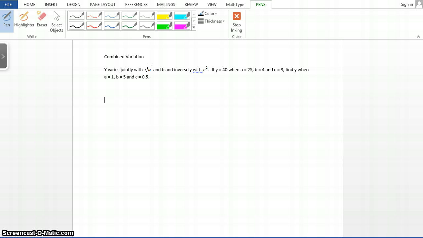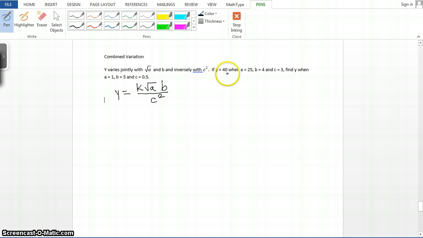Alright, so we start with writing down the type of variation. There's a combination of different types of variation. So joint variation means for the first quantity to vary directly with two other quantities. So you want to multiply all the way across your constant of proportionality times the first quantity, square root a, and that second quantity, b. Inversely means to divide by that next quantity, c squared.